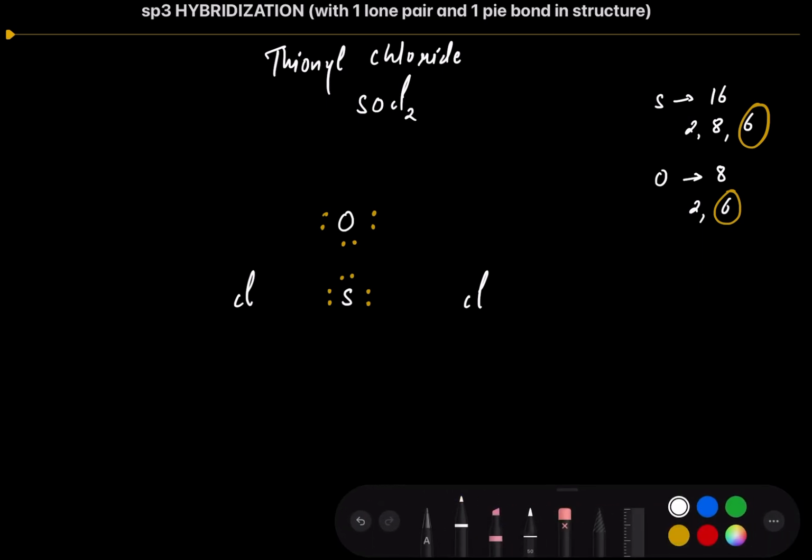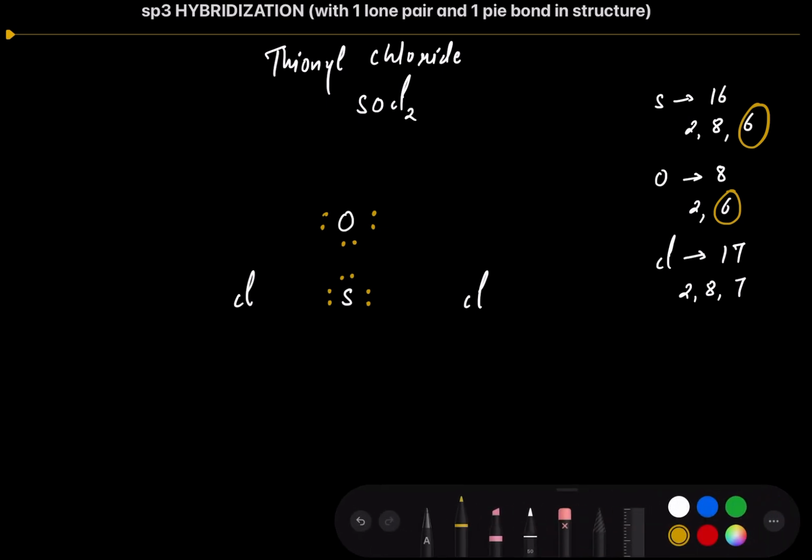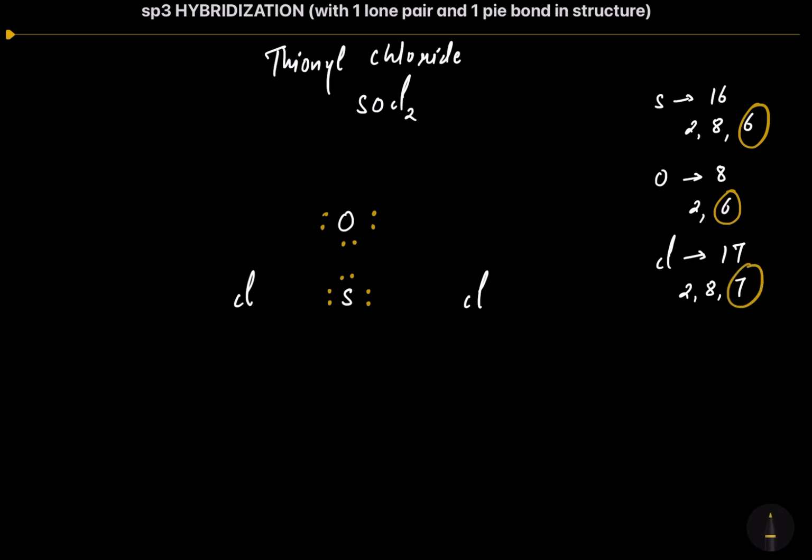Now let's talk about the chlorine. The atomic number for chlorine is 17. So the configuration is 2, 8, 7. That means chlorine is having 7 electrons in the valence shell. So I'm going to mark 7 electrons around chlorine. I'm taking the first chlorine, the first electron, second, third, fourth, fifth, sixth, and the seventh. Here's first, second, third, fourth, fifth, sixth, and the seventh.